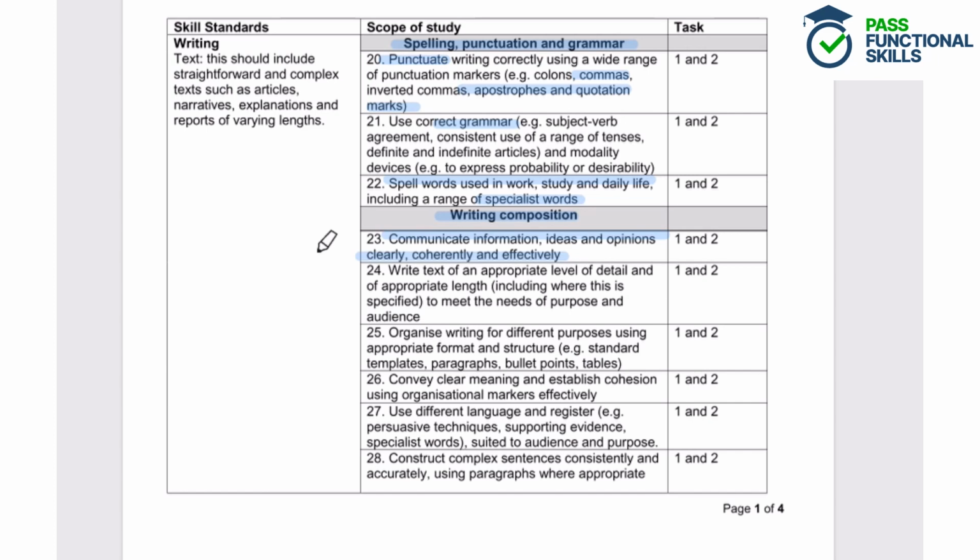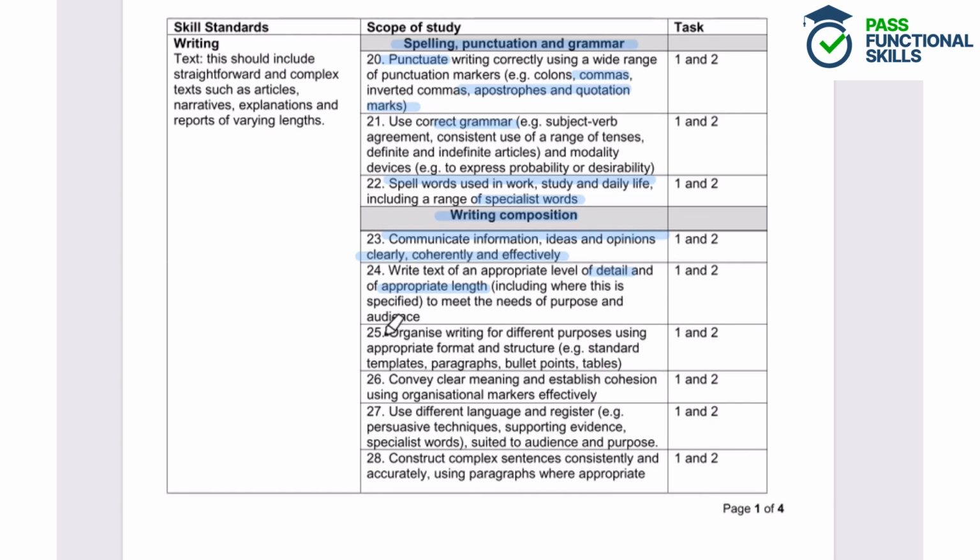So make sure that you're using different language techniques and you're thinking about how you can convey information correctly and effectively. We need to write an appropriate level of detail and to an appropriate length. So if there is any word count, we need to be meeting that, and we need to make sure that we are fully answering the question with appropriate details.